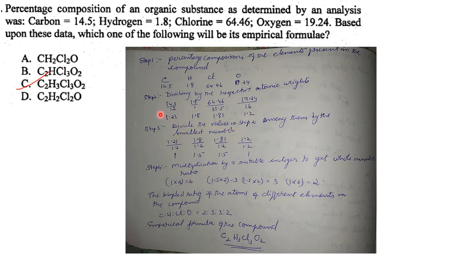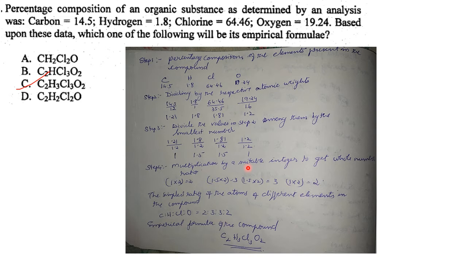Then divide these values obtained in step 2 among them by the smallest number. So out of these, the smallest number is 1.2. So you have to divide each of them by 1.2. For carbon, the value was 1.21, so 1.21 divided by 1.2 will be 1. Then next is hydrogen. 1.81 divided by 1.2 is 1.5. 1.2 divided by 1.2, it is 1.